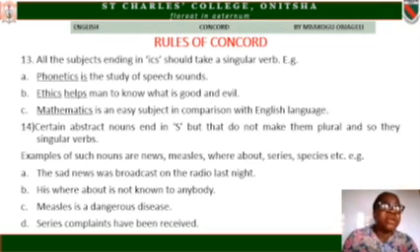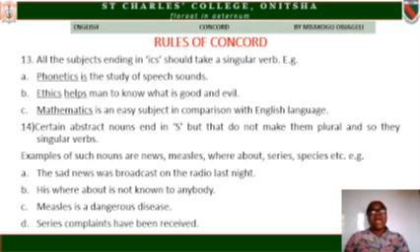In rule 14, it states that certain abstract nouns end in S, but that does not make them plural, and so they are seen as what? Singular verbs. They enter into agreement with singular verbs. Certain abstract nouns that end in s. Examples of such nouns are news, measles, whereabouts, series, species, and so on.